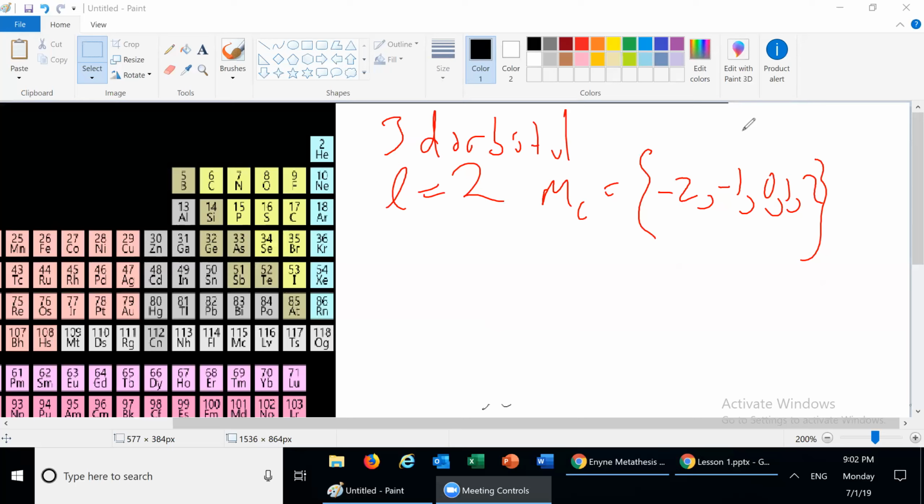Now remember the Pauli exclusion principle. The spin of the electron is either plus or minus 1/2. So this means that in each orbital, we can put 2 electrons, because we can have a plus 1/2 electron and a minus 1/2 electron. Does that make sense?